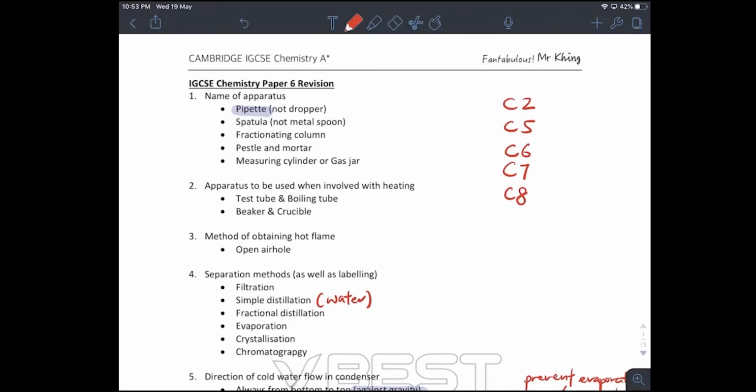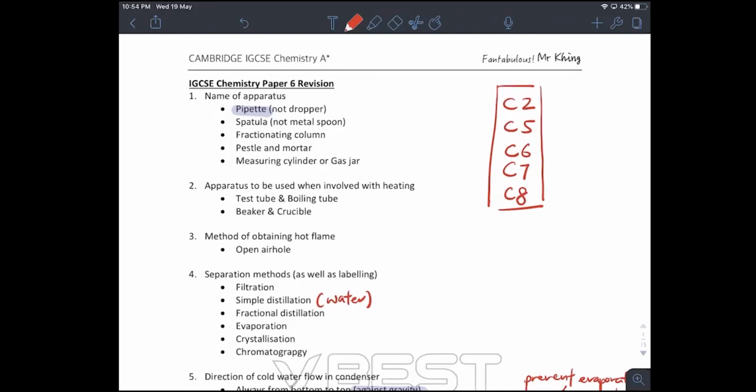So basic. But of course, it is not that all the other chapters are not important. It's just that among all the chapters, these are the chapters that you have to focus on for paper 6. And maybe chapter 9 as well, the periodic table. But the most important ones here are these 5 chapters.